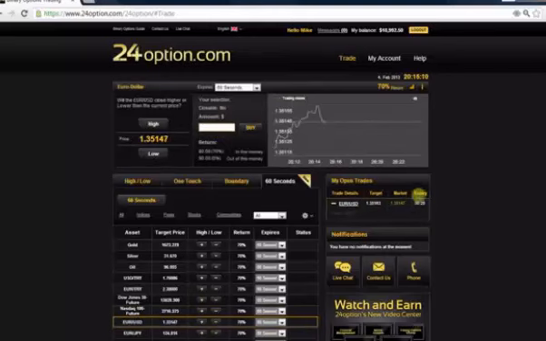Now we can see here the status of the previous purchase. We entered at 1.35163, and it's 1.35148. Looks like we're going to win that one. It could change in the next 15 seconds, but probably not. So what we're going to do is go with another $25 investment.